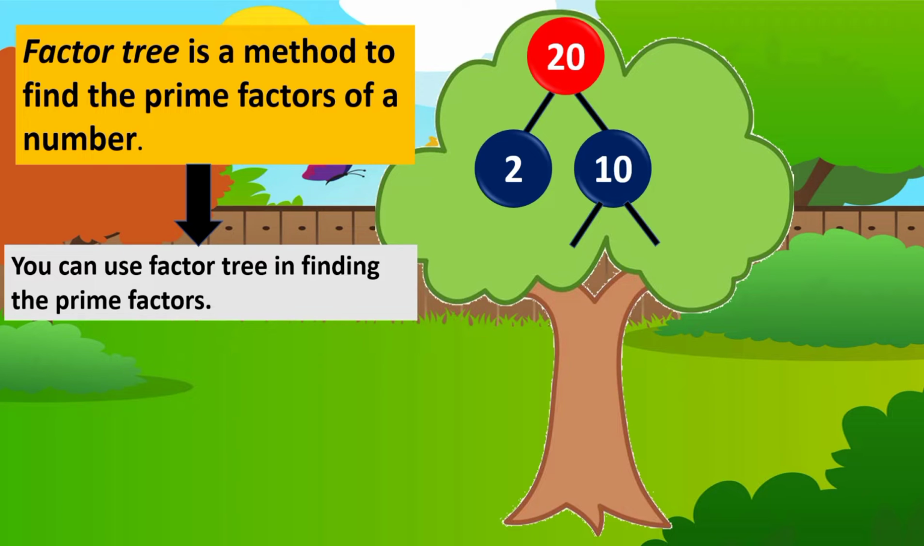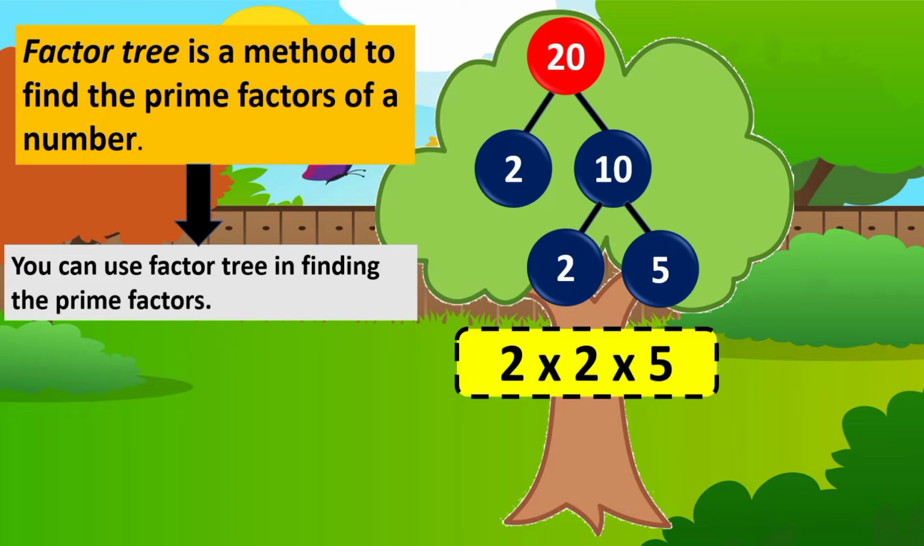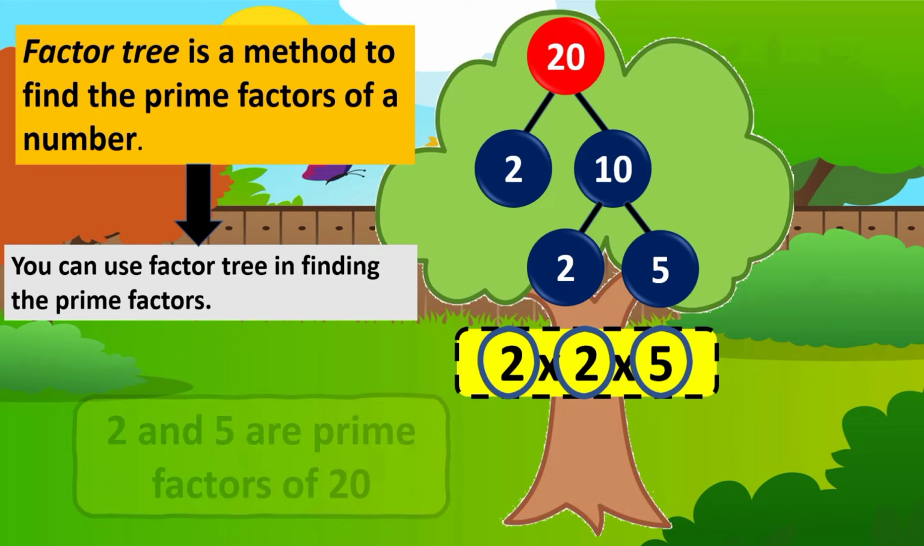10 can be factored by 2 and 5. 2 and 5 are prime numbers. Let us multiply all the prime numbers: 2 times 2 times 5. Hence, 2 and 5 are prime factors of 20.